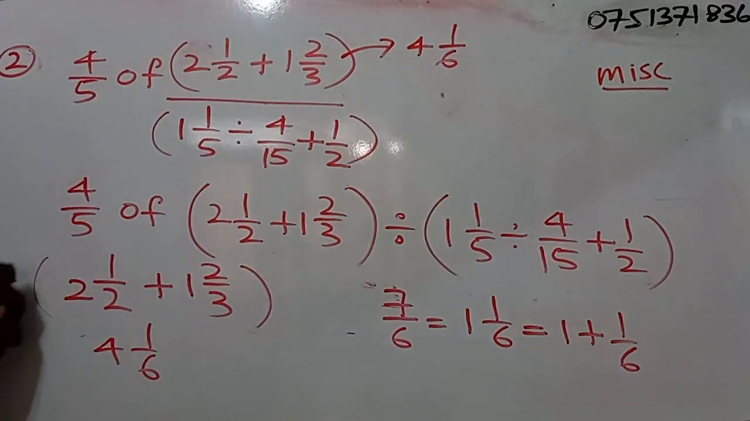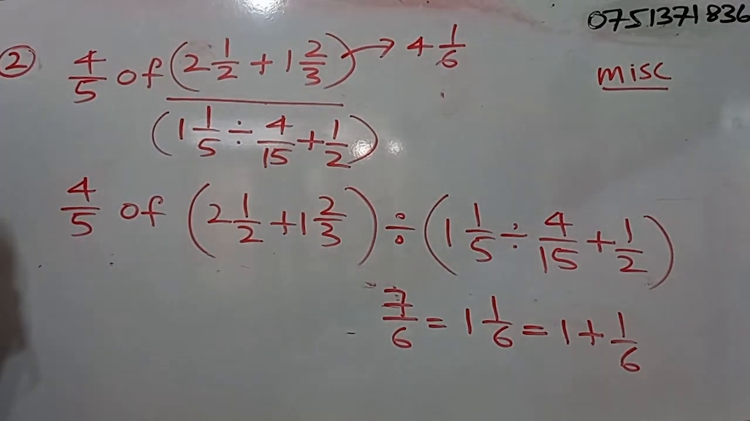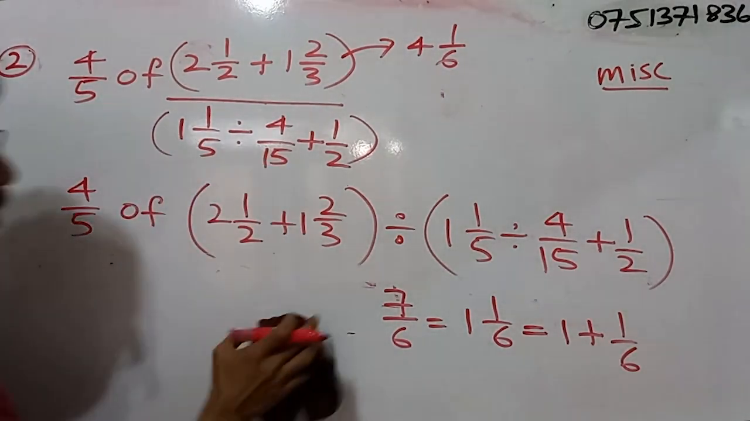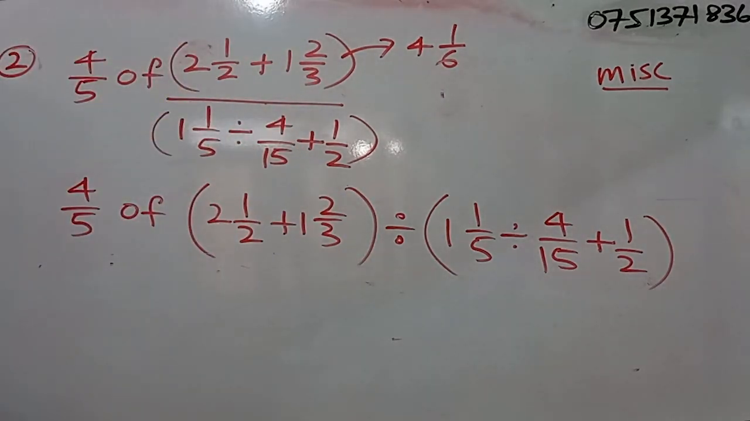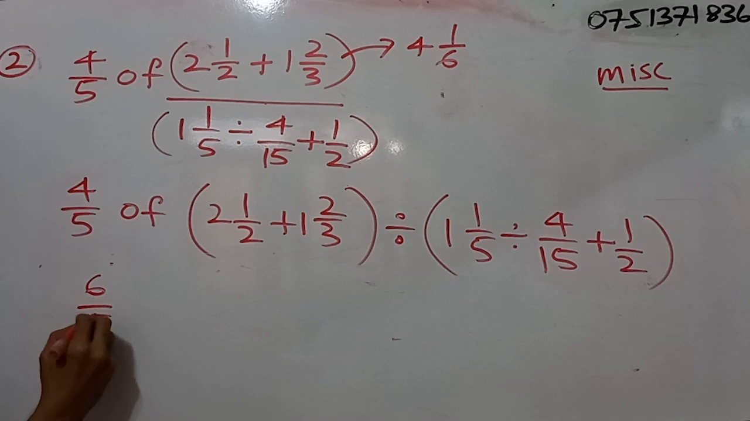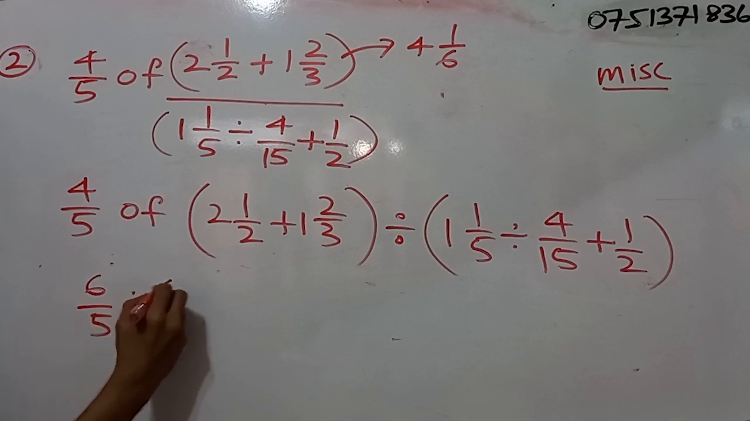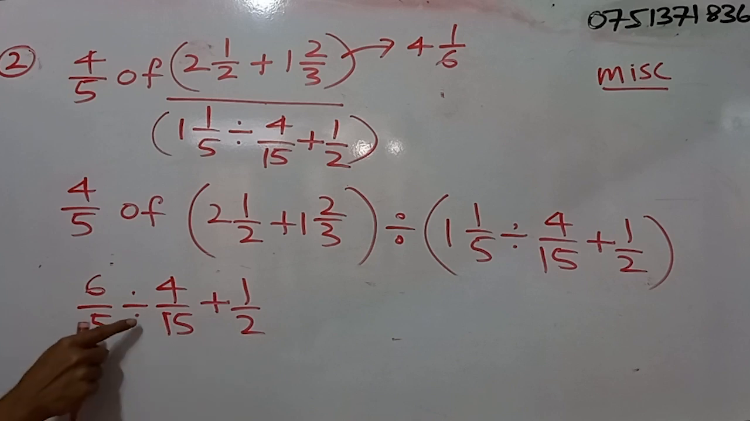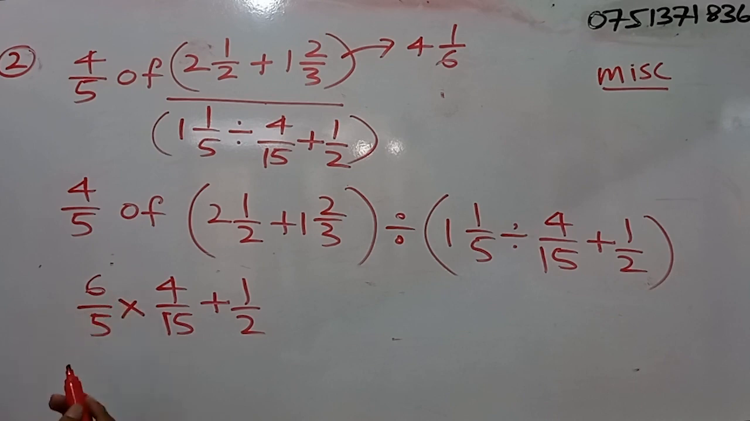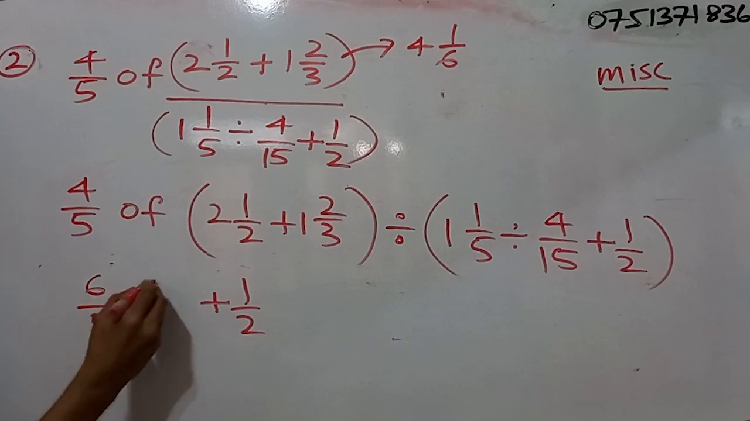Right. Now what do we do? We will erase that and we will simplify this bracket. Okay. Right. So first of all, we will convert this into what? We will convert this into improper fractions. So it will be what? 6 by 5, divided by 4 by 15 plus half. Right? So here we can do the simplification. So we have to write what? This is a division, no? So we will convert it into a multiplication. Then we have to write the reciprocal of this, which will be what?